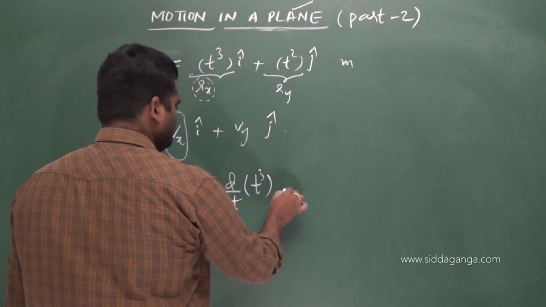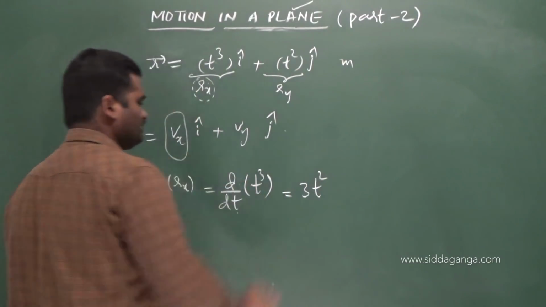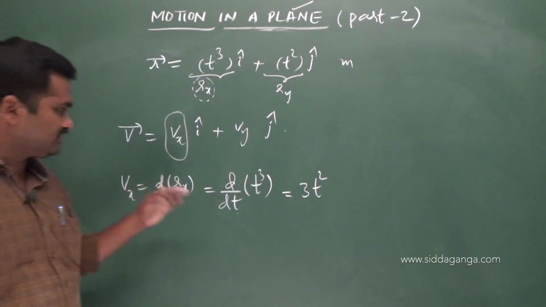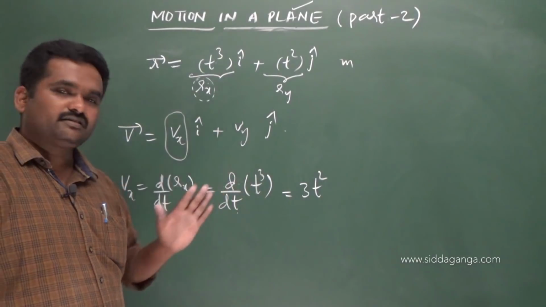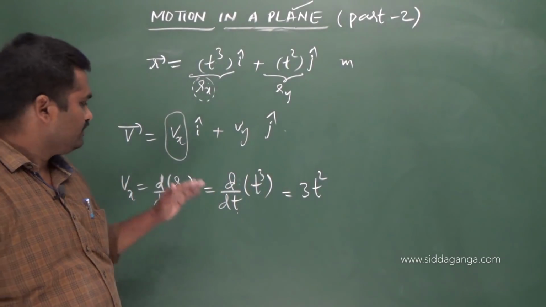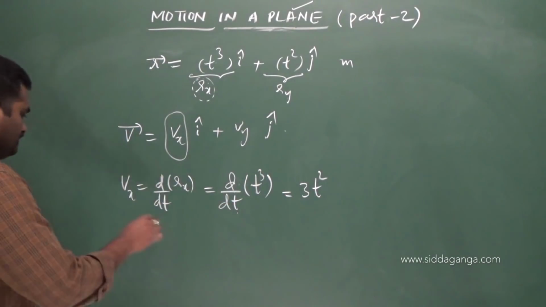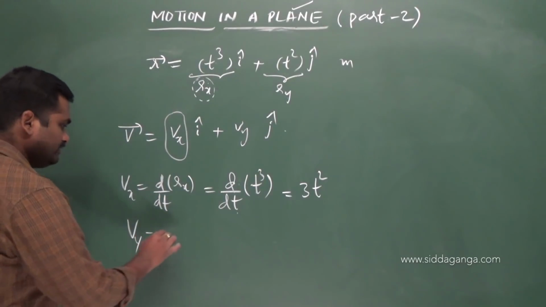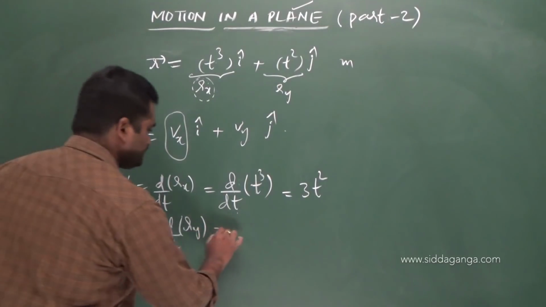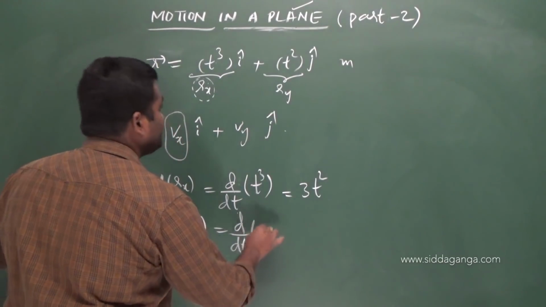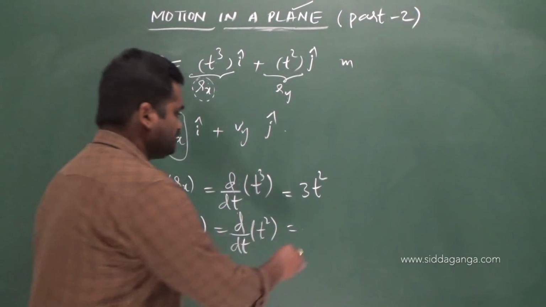Similarly, differentiation of t cubed with respect to t is 3t square. I hope you are very comfortable with that. Enough classes have been given on that, right? I hope differentiation and integration you are now flexible and comfortable with, so you should be able to solve. Differentiation of t cube means 3t square, I have given it straight away. If you are not comfortable, you have to go through those videos once again. Vy is nothing but d by dt of ry. So that is d by dt of, what is the value of ry here? t square, like this you have to write. Differentiation of t square is what now?